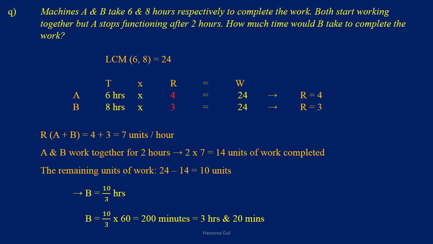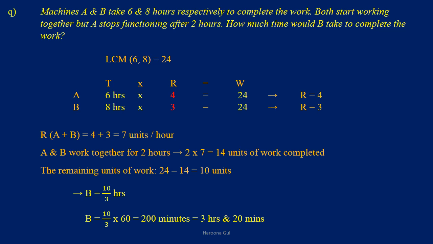Okay, now we have a total of 24 units of work to be completed. 14 units of work is already done. The remaining units of work would be 24 minus 14, which is equal to 10 units. Now, to find the time taken by B to complete 10 units of work, we are going to divide 10 units by the rate of work of B, which is 3 units per hour. So, our answer would be 10 over 3 hours. If you want to convert it into minutes, we will multiply 10 over 3 by 60 and our answer would be 3 hours and 20 minutes, right?